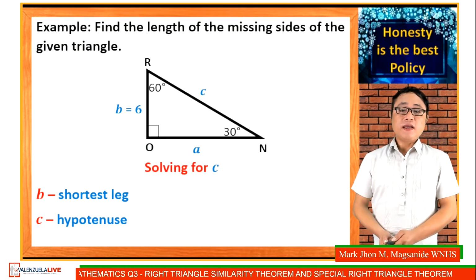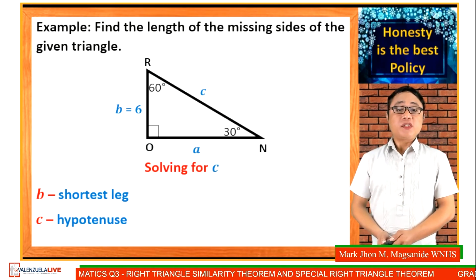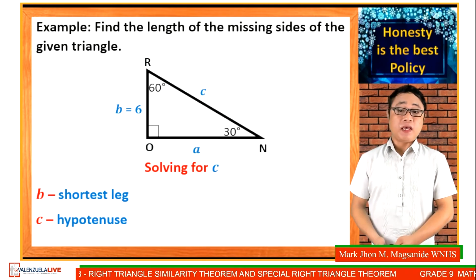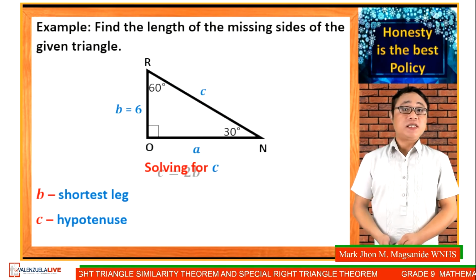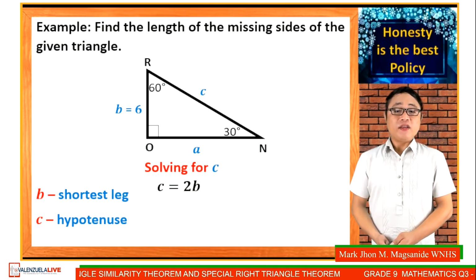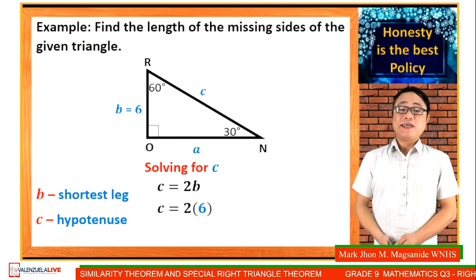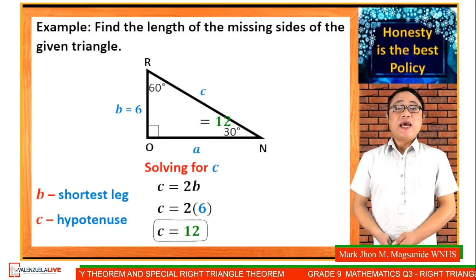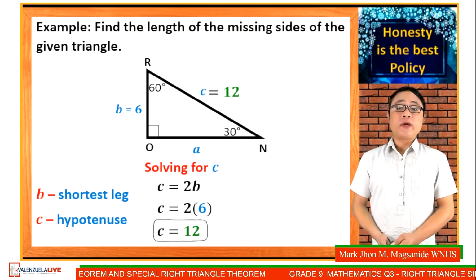Solving for C, since C is the hypotenuse, therefore its length is twice the shortest leg B. Thus, the equation is C is equal to 2B. Substitute the value of B, which is 6, and multiply this, that is equal to 12. Hence, C is equal to 12.